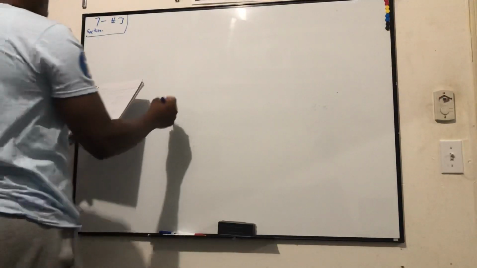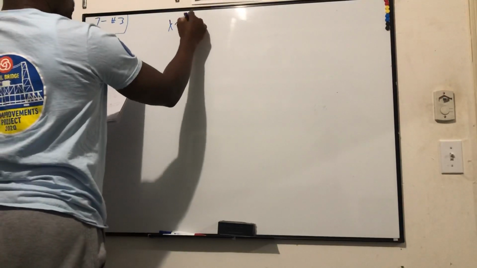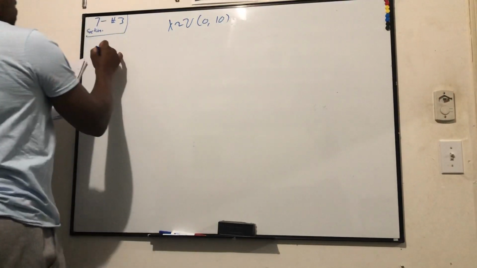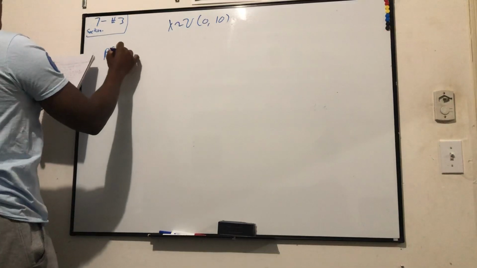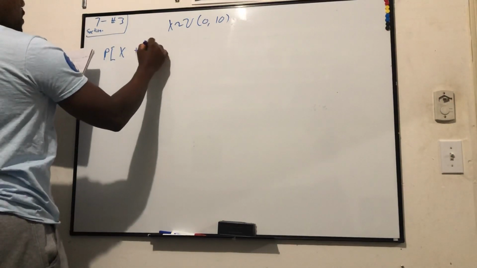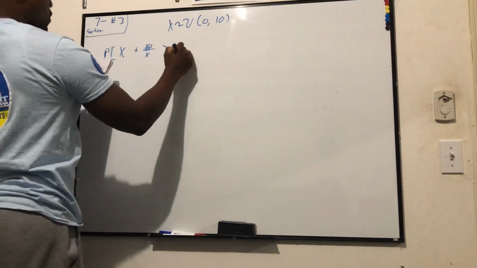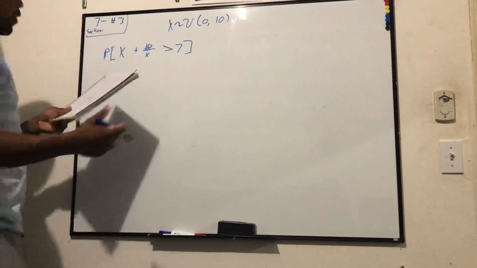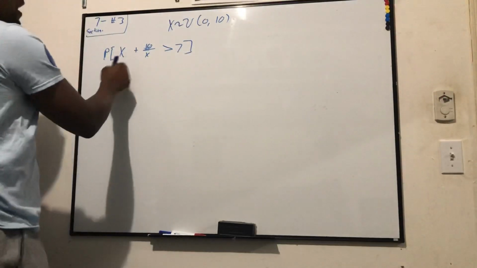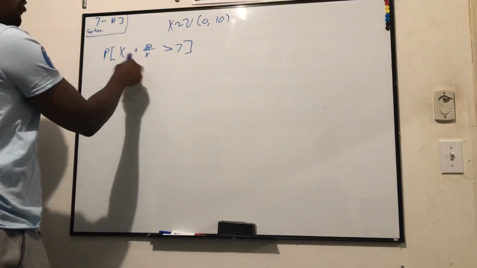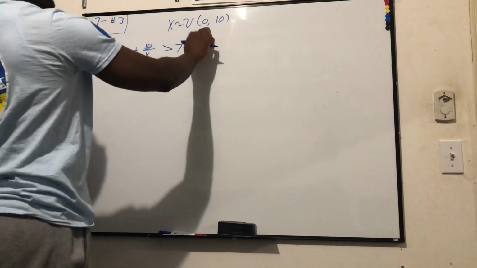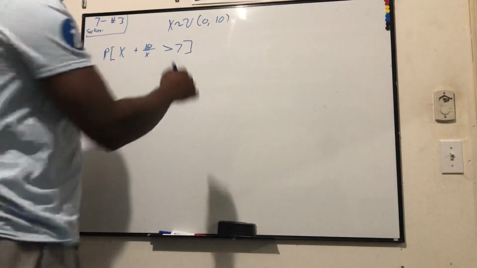So the first thing given to us is that x is uniform between 0 and 10, okay? And what they want us to do is to find the probability that x plus 10 over x is greater than 7, okay? One of the things I remember from seeing a problem like this is that once we get these kinds of probabilities, we know we're going to have to change what's inside there. We need to figure out what we have, and try to articulate that a little clearly.